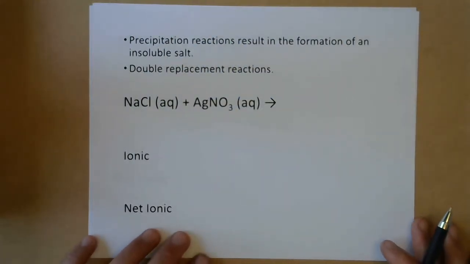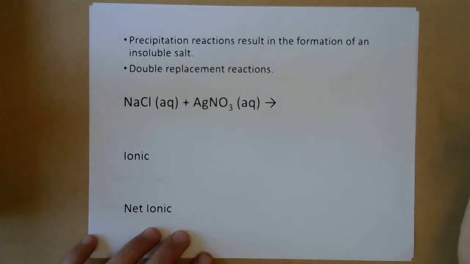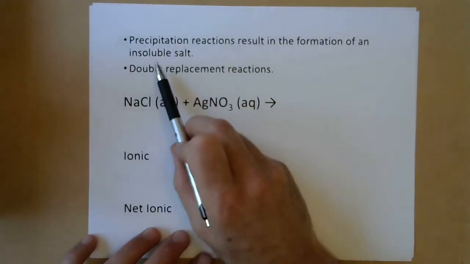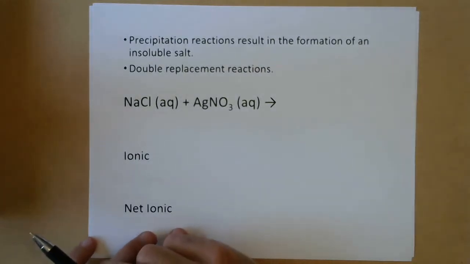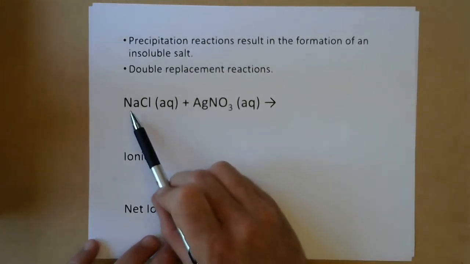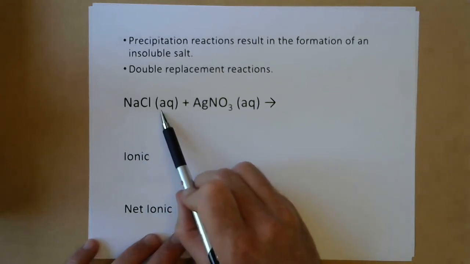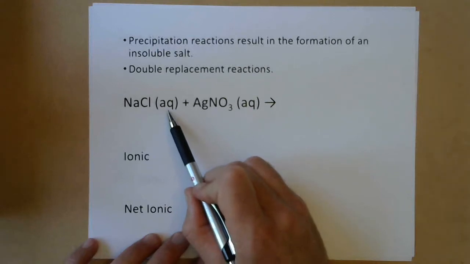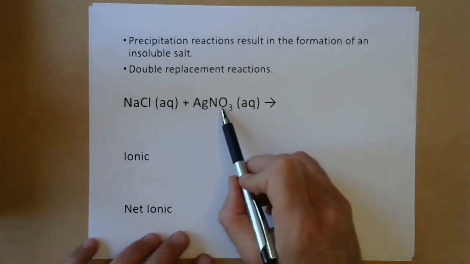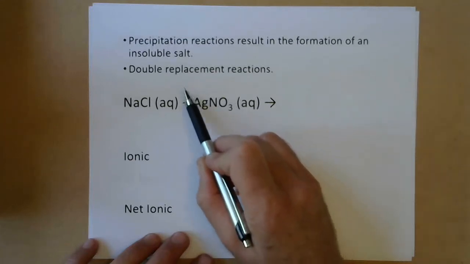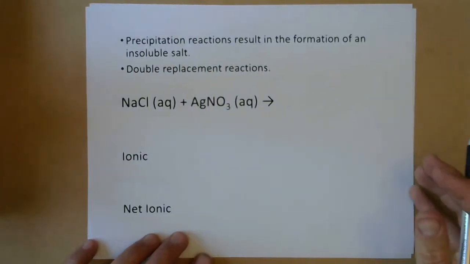A precipitation reaction, or a double replacement reaction, is a reaction where the formation of an insoluble salt occurs. We're going to start with two aqueous solutions. This is sodium chloride, which dissolves in water. We put (aq) after it to mean that it is soluble and present as ions. And silver nitrate, also an aqueous solution. This would be present in a solution as silver ions and nitrate ions separate from each other.